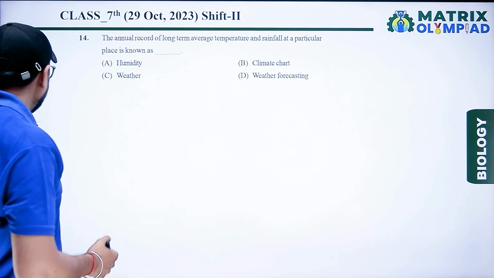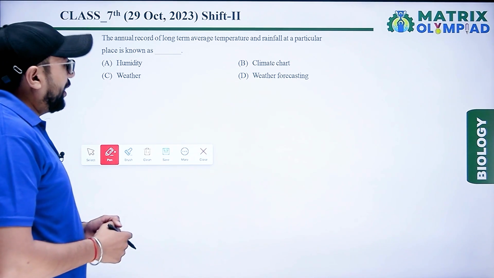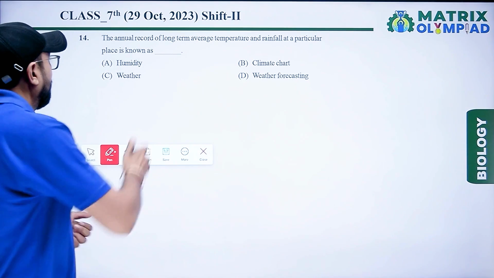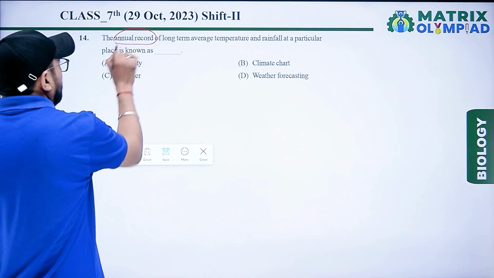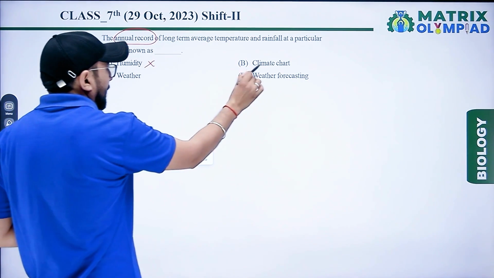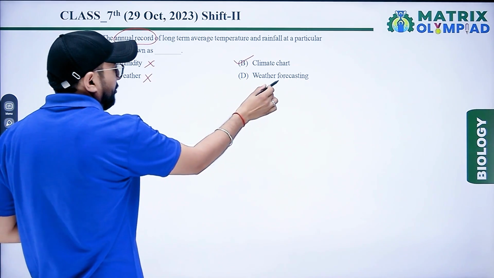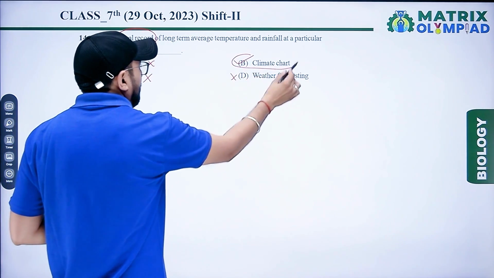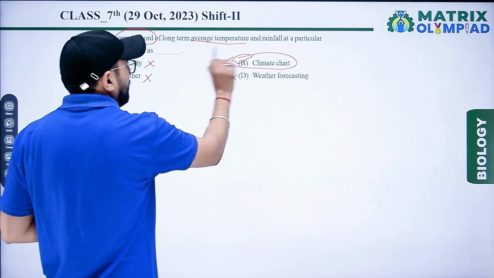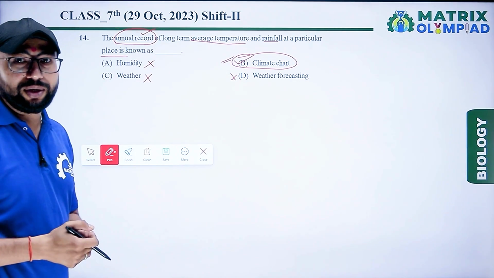The annual record of long-term average temperature and rainfall at a particular place is known as. Annual record at a particular place. Humidity? No. Climate chart? That is right. Weather? No. Weather forecasting? No. Climate chart is the right option for average temperature and rainfall for maintaining annual record.